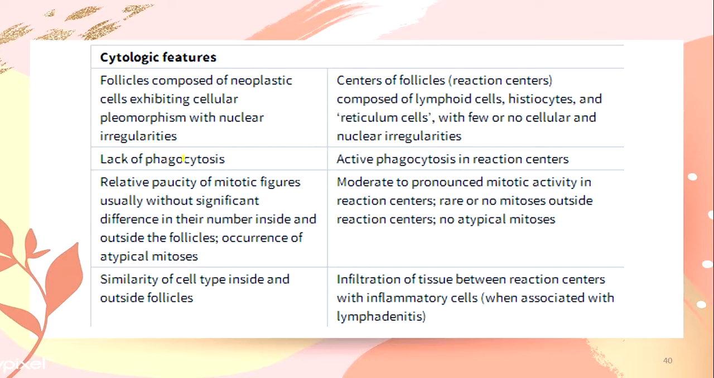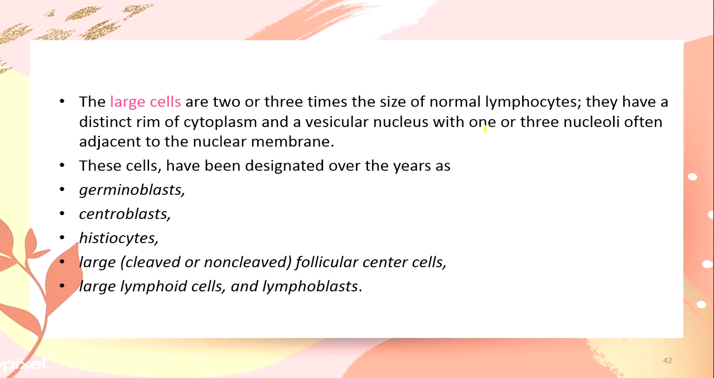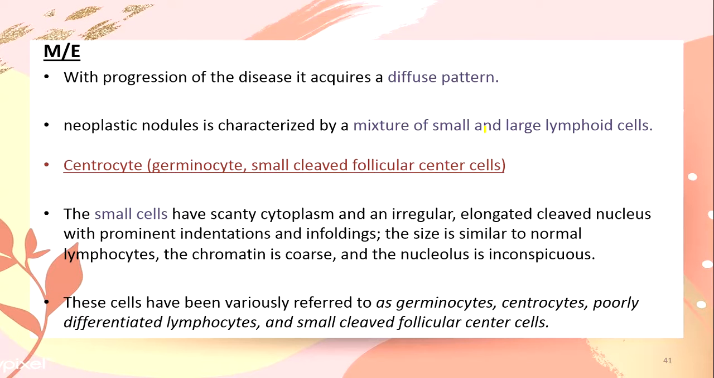And there is lack of phagocytosis in follicular lymphoma, whereas there is active phagocytosis in reactive lymph node. And follicles composed of neoplastic cells exhibit cellular pleomorphism with nuclear irregularities in FL, whereas in reactive lymph node you appreciate all types of cells: lymphoid cells, histiocytes, reticulum cells, etc. There is presence of two types of cells in follicular lymphoma: centrocyte and centroblast. I've already told you the pattern is nodular, but it can transform into diffuse one.